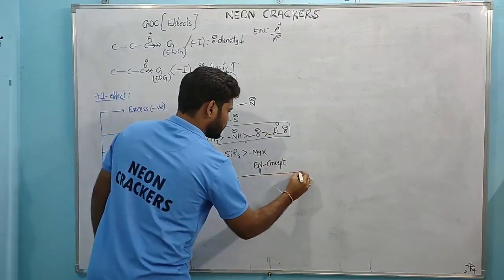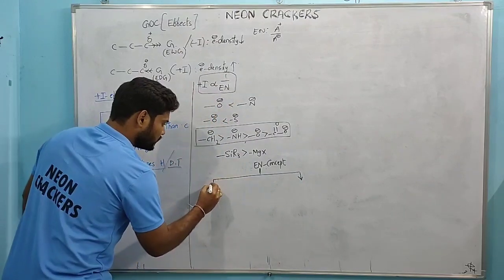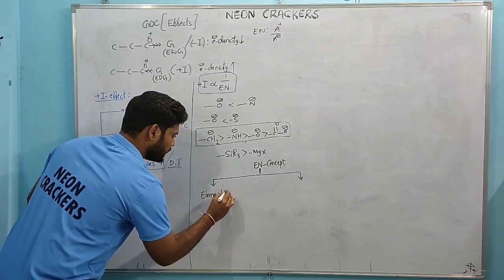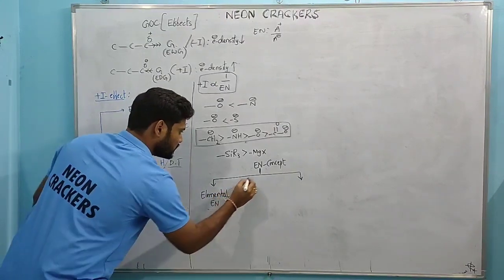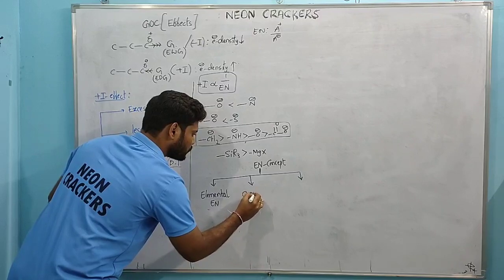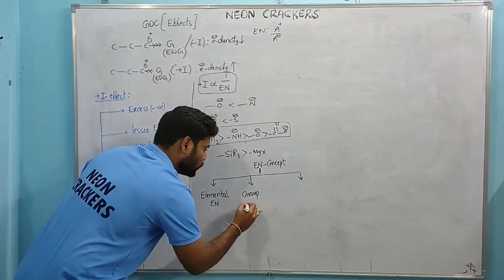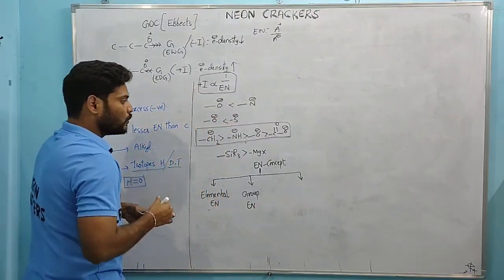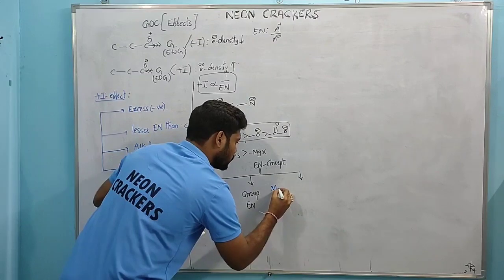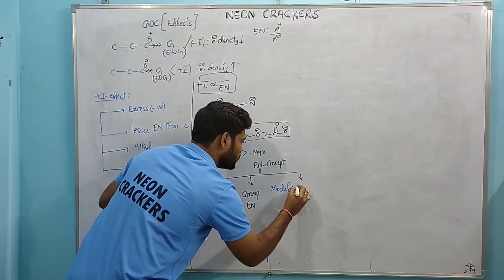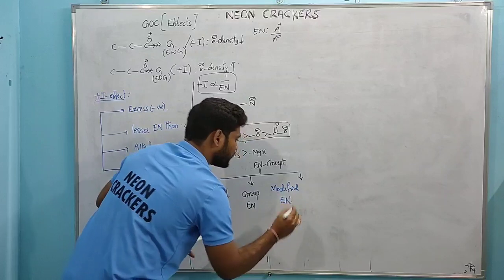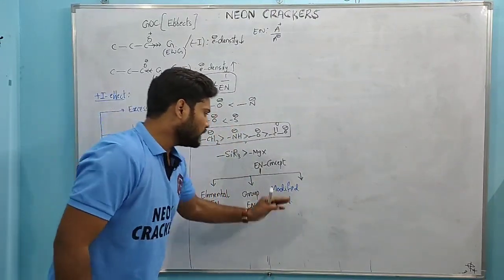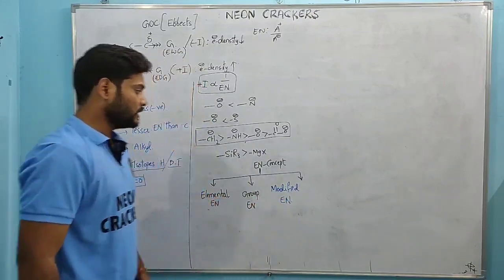It is divided into three types. This is very important. First one is elemental electronegativity. Second is group electronegativity. And the last one is modified electronegativity. What does it mean? After all possible effects, what is the final electronegativity? That is the modified electronegativity.